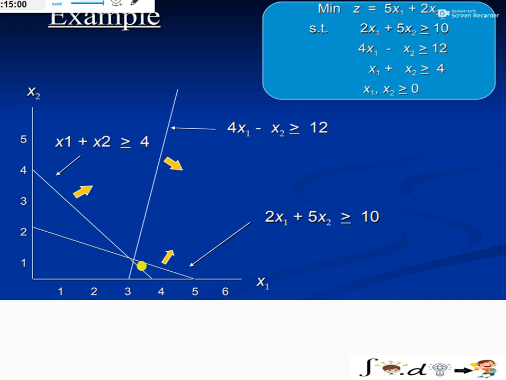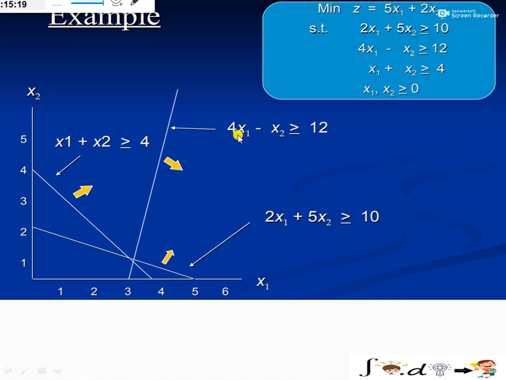Now here the graph. That means here x1 plus x2 is greater than or equal to 4. If we substitute 0, 0 into it, 0 plus 0, 0 is greater than or equal to 4. That is false. That means we have to shade the region away from this line.